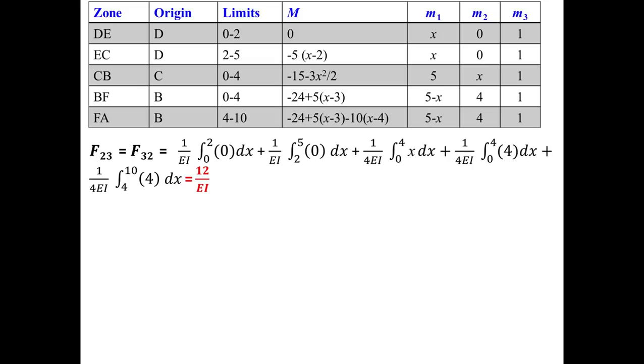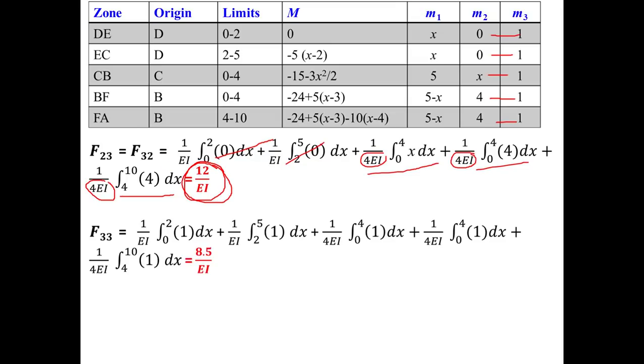F23. F23 means M2 into M3. M2 into M3, for the first zone it is 0, the second zone it is 0, the third zone it is x into 1, like this. Then the fourth zone 4 into 1 is 4, then the fifth zone 4 into 1 is 4. Then 4 EI outside the last three zones, like this. The first two zones are 0. So if you perform this calculation, it is 12 upon EI. F23 is also equal to F32, it is 12 upon EI.